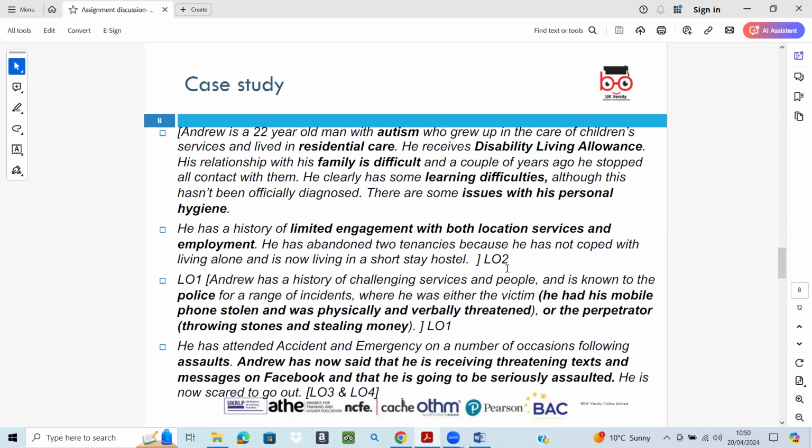So now this is related to learning outcome 2, for example, and here they have mentioned LO1. LO1 means learning outcome 1. LO means learning outcome. So whether we are discussing LO2, it's learning outcome 2, this is learning outcome 1, and this is about learning outcome 3 and learning outcome 4. So in each assignment, we have 4 learning outcomes to cover.